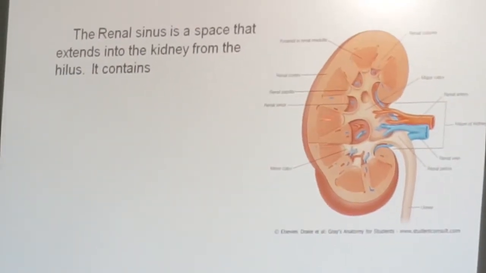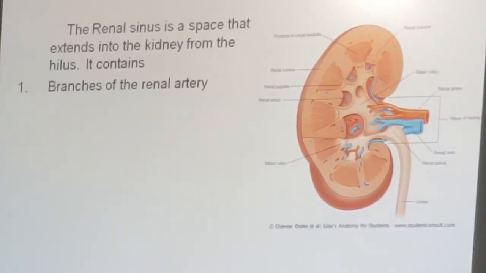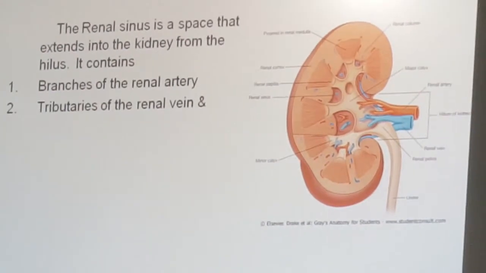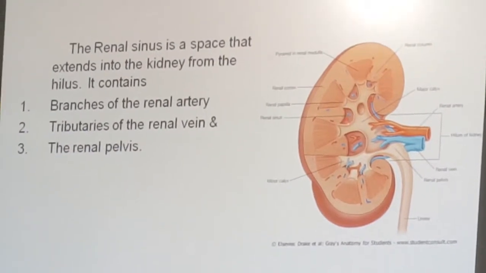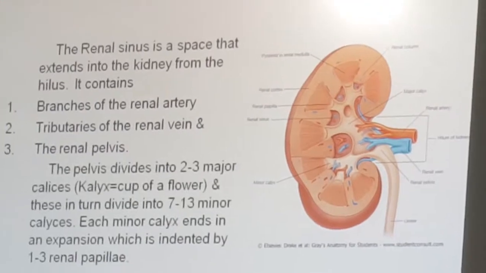The renal sinus is a space here. This is the space which will contain small branches of the renal artery, renal vein, as well as the renal pelvis. All this will be present here, small branches you can see here. So that is what is present in the renal sinus.